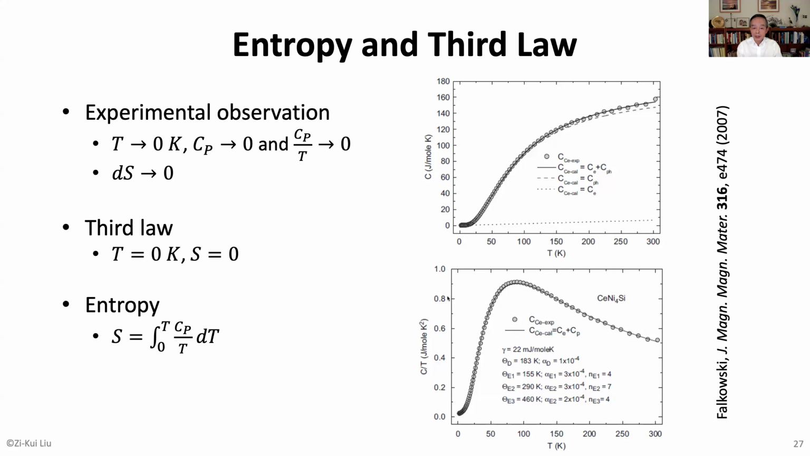So if we measure heat capacity from 0 Kelvin, or very close to 0 Kelvin, up to a given temperature, then we do the integration of Cp over T from 0 K to that temperature. Then we can calculate the entropy at any given temperature by the integration. So by experiment we measure heat capacity from very low temperature to high temperature, then we can calculate the entropy as a function of temperature.